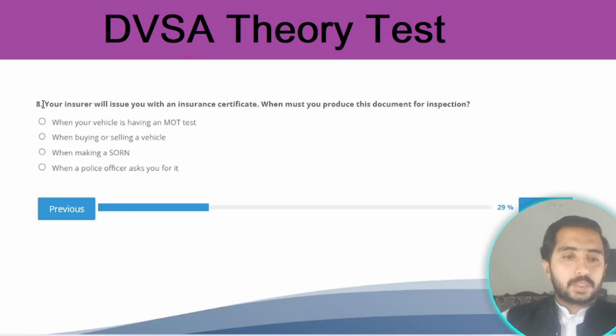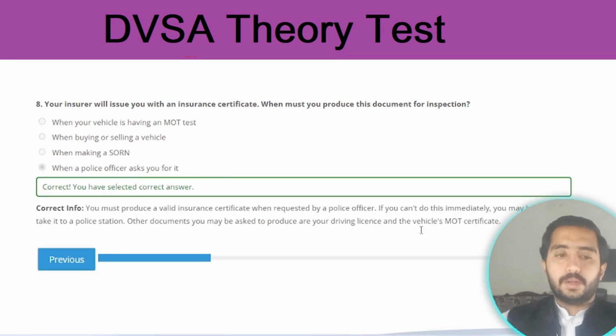Next one, question number 8, your insurer will issue you with an insurance certificate. When must you produce this document for inspection? The inspection will be done when the police officer asks you for it. Option D is the correct one.